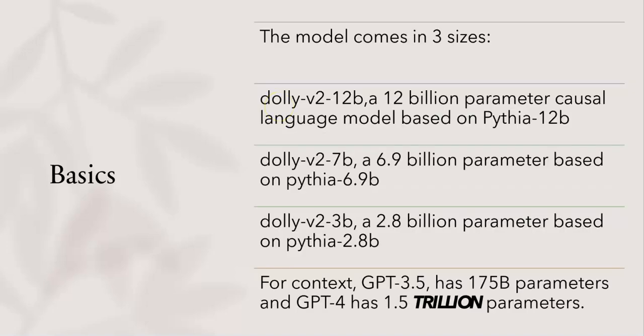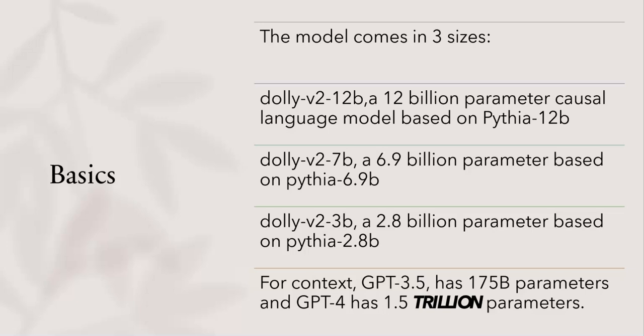Okay, and this model basically has three sizes. One is Dolly V2 12B, Dolly V2 7B, and Dolly V2 3B. So 12B was trained on 12 billion parameters, 7B was trained on 6.9 billion parameters, and 3B is trained on 2.8 billion parameters. And all these are based on Pythia models. 12B is based on the 12B Pythia, 7B is based on the 6.9B Pythia model, and 3B is based on the 2.8B Pythia model.